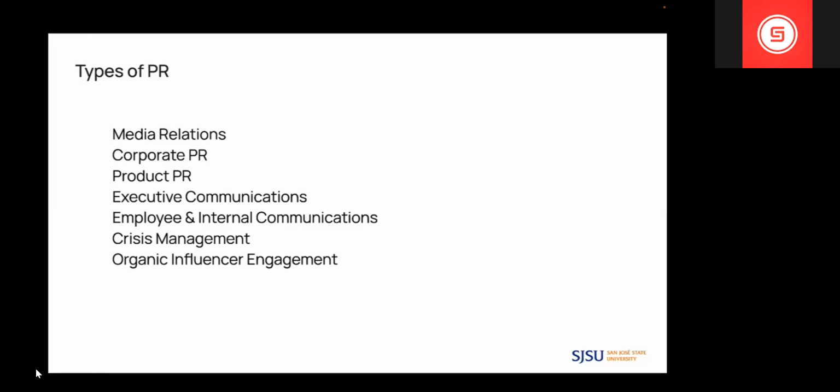And then the last one is organic influencer engagement. And this is typical for companies that have any type of physical product. So think about Logitech as an example. They have keyboards, they have mice, they have displays, they have a bunch of different things. And it could be anybody. It could be a vacuum cleaner company where they're giving away vacuums to influencers in an effort to have them write about it.